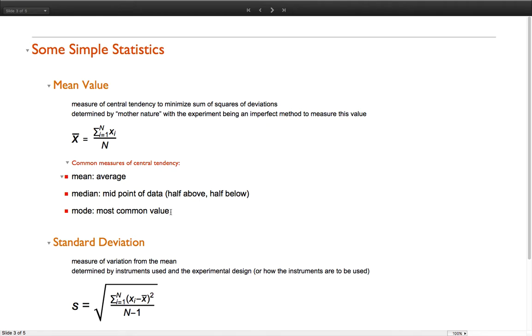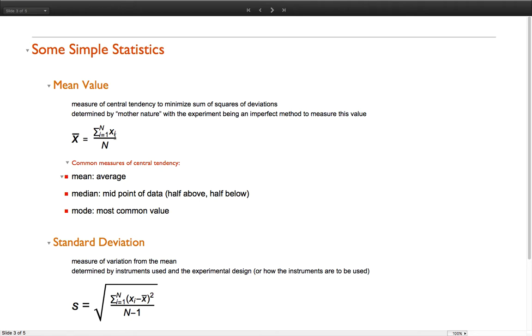For our purposes, that will be completely useless, particularly since most of our data will be randomly distributed and we'll be using metric data, and chances of getting the same value over and over again are pretty small. When you measure the period of a pendulum, for example, it's very unlikely you'll get exactly the same time more than once. So the measure of central tendency that we're going to be using will be the mean value.